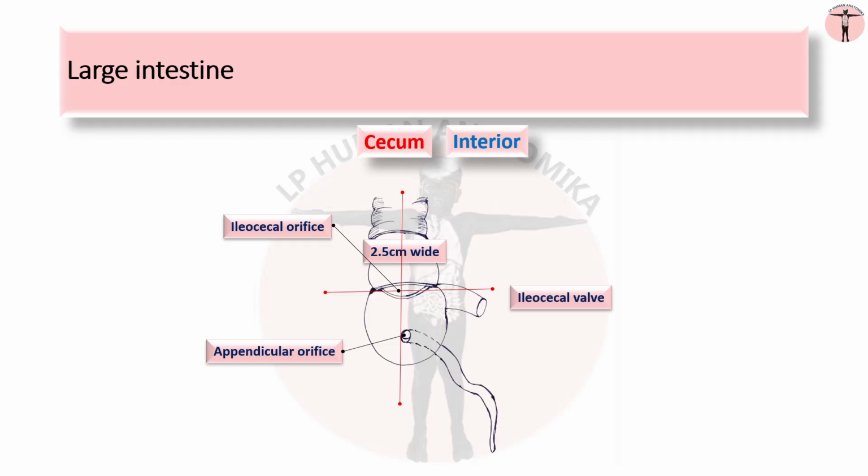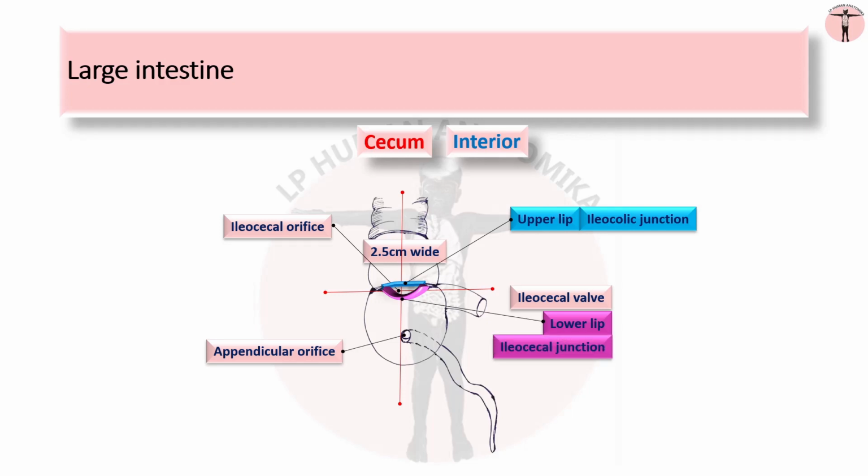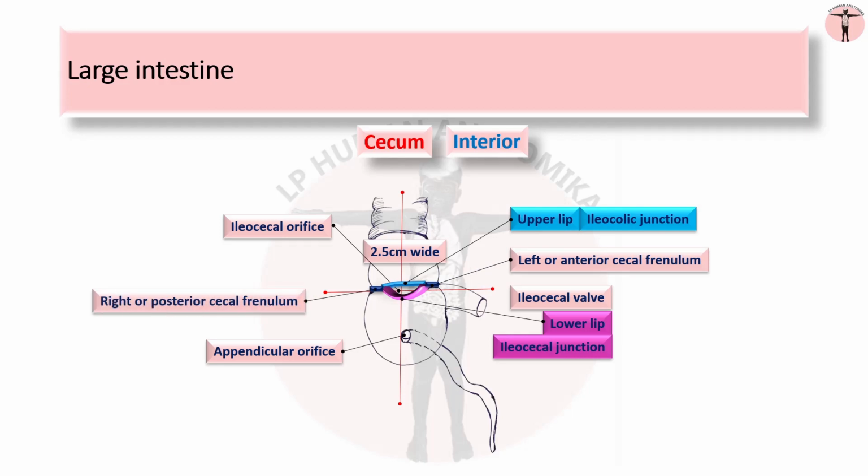It is a rudimentary structure, consisting of two horizontal folds of mucous membrane called lips that project around the orifice of the ileum. The upper lip is smaller and lies at the level of the ileocolic junction. The lower lip is longer and concave upwards and lies at the level of the ileocecal junction. The two lips meet at the ends and are continued as mucous folds called cecal frenula, which may act as a cecocolic sphincter. These are the left or anterior frenulum and the right or posterior frenulum.